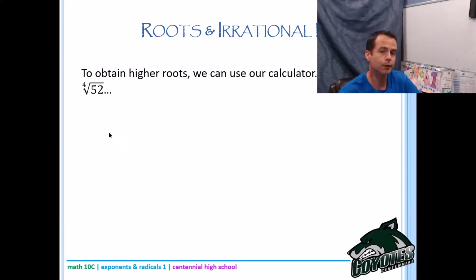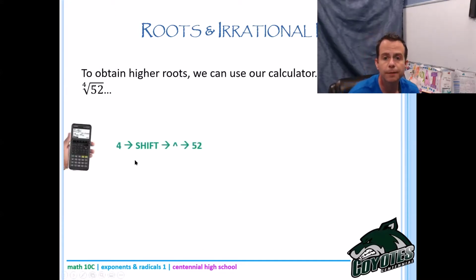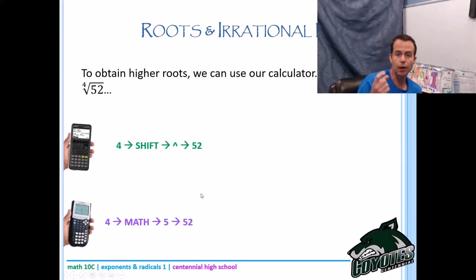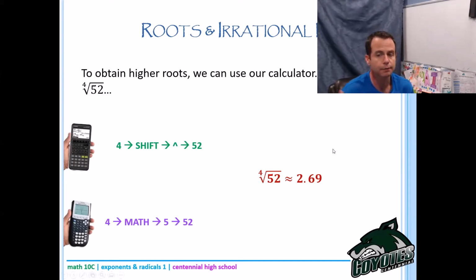So together we're going to figure out the fourth root of 52. If you are a Casio, you're going to press 4. Now, the reason I said 4 here is because I'm looking for the fourth root. Essentially, you're going to press whatever root you want, and then go shift your exponent button, and then type in the 52. If you are a TI, you're going to also start by putting in the root index into your calculator, so that's why that 4 is there, and then you press math, option 5, and then press 52. I'd like you all to do that and make sure you're getting a number that's around 2.69. I've rounded that to 2 decimal places there, okay?